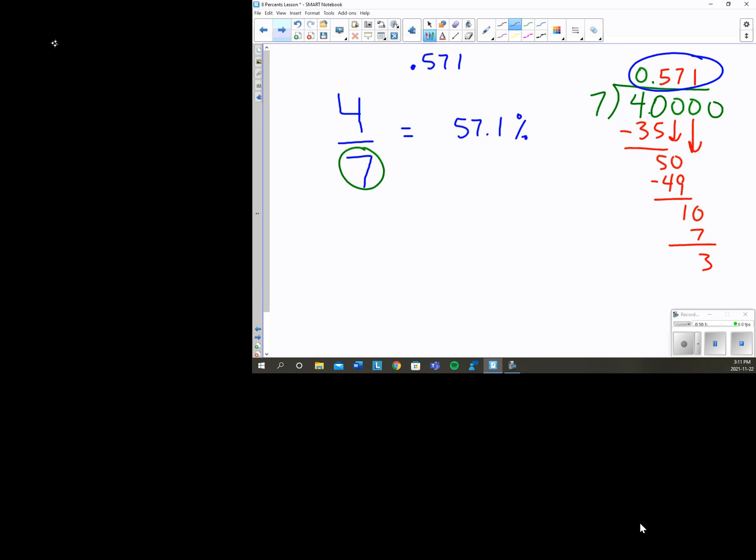Which makes sense, because 4 out of 7 is a little bit more than half. And 57.1 is a little bit more than half, so it's logical. So that was what the video didn't show: how to find a decimal from a fraction that does not give you a precise answer. It's going to give you a decimal.